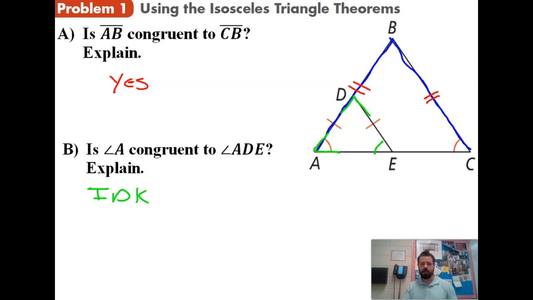Okay, problem B is the same idea. There'll be two yes or no questions. Why don't you take a minute, pause the video, work through A and B, and then hit play to check your answer.